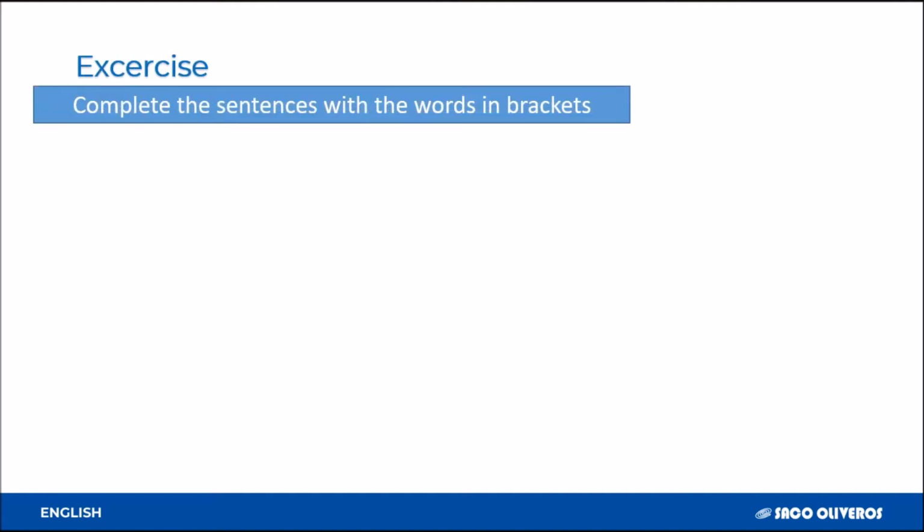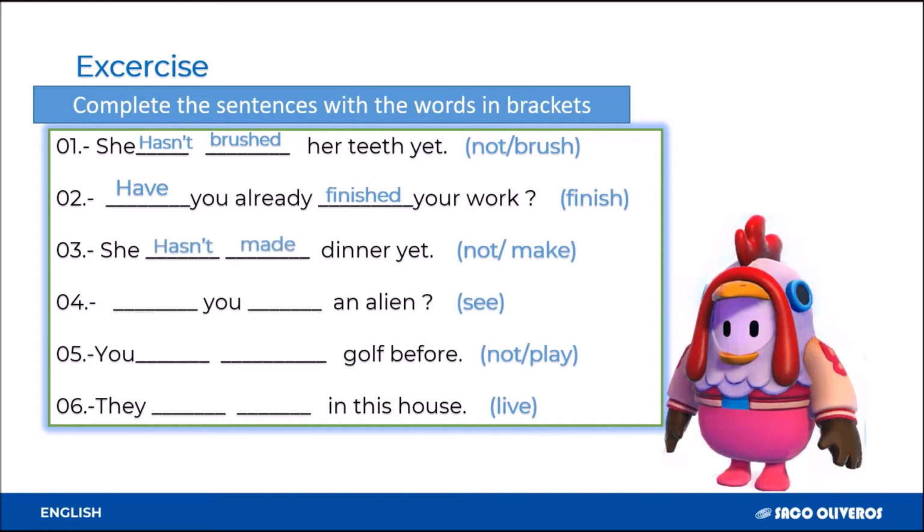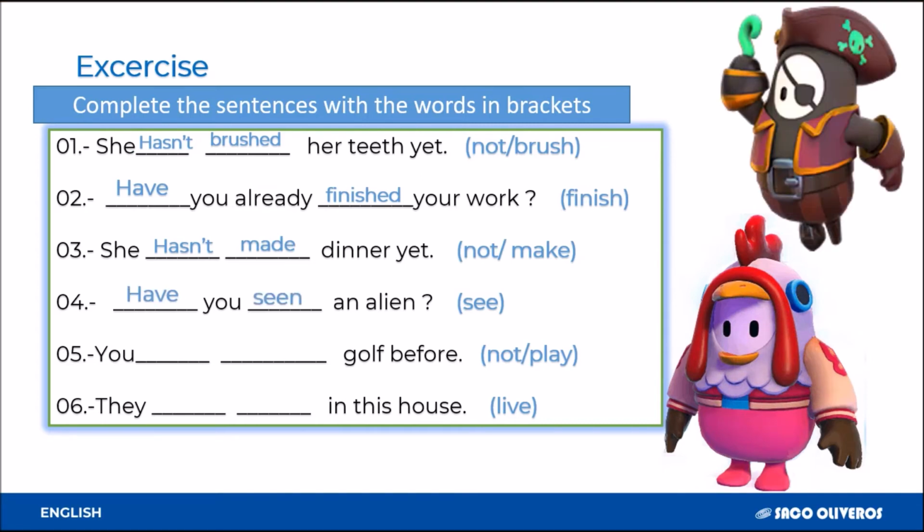Exercise. Complete the sentences with the words in brackets. Number 1. She hasn't brushed her teeth yet. Number 2. Have you already finished your work? Number 3. She hasn't made dinner yet. Number 4. Have you seen an alien? Number 5. You haven't played golf before. Number 6. They have lived in this house.